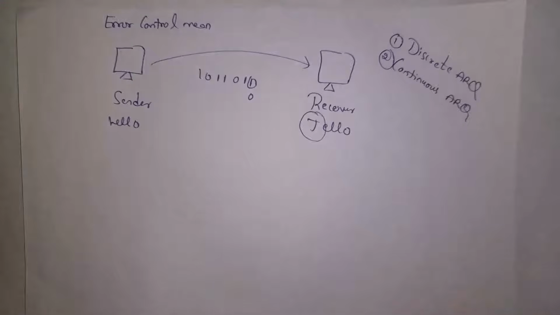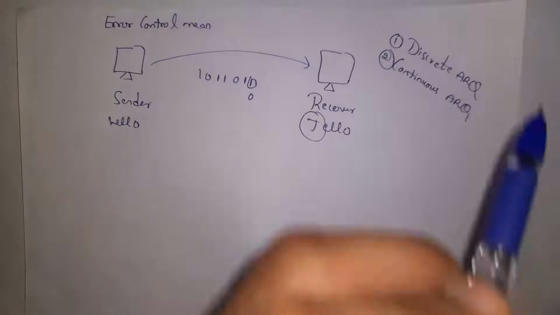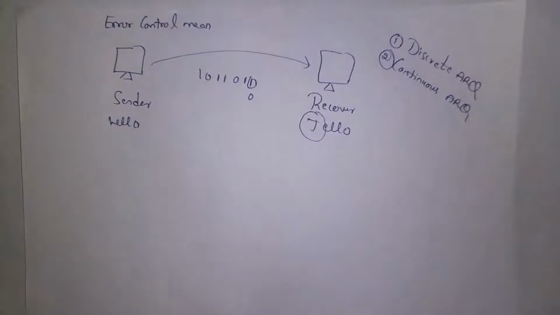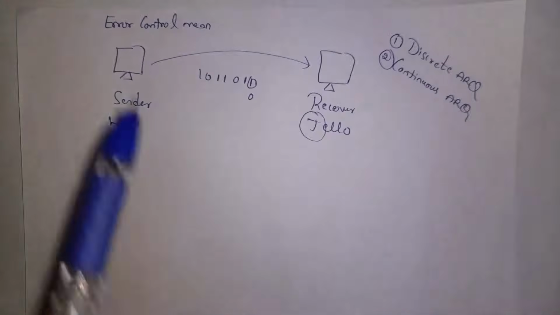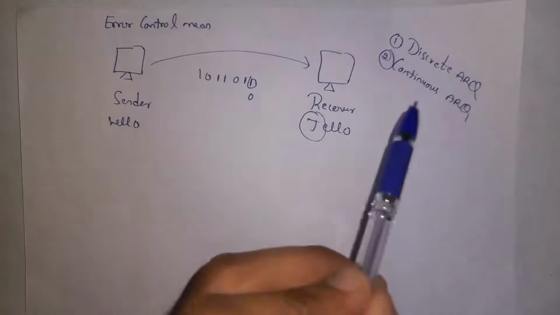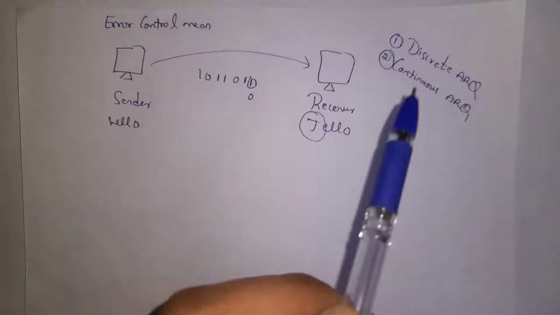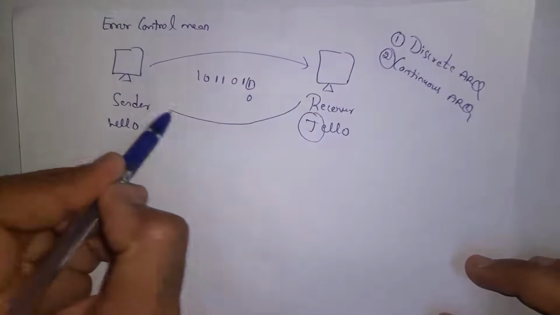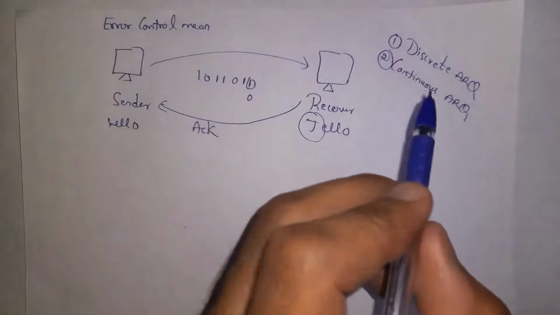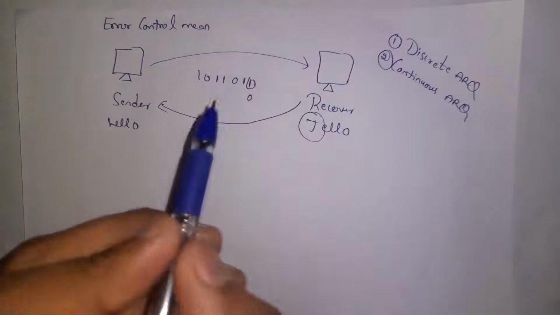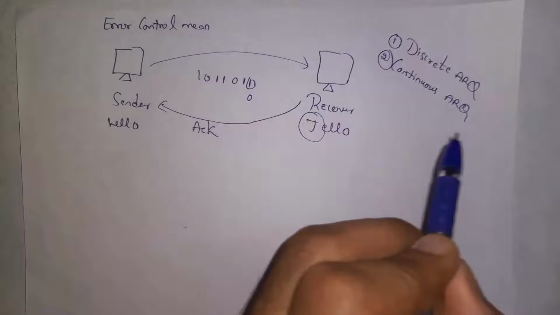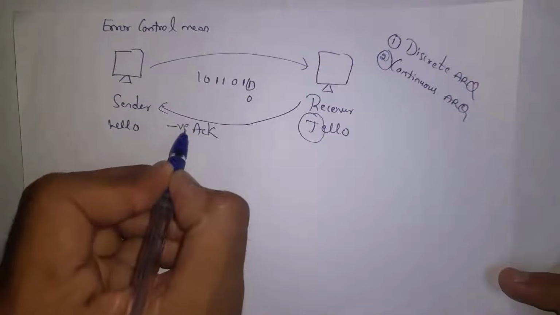ARQ methods are classified into two types. The first one is discrete ARQ and the second one is continuous ARQ. At first I will explain what is discrete ARQ. Whenever the sender sends data to the receiver, the receiver will give a reply whether the data is received correctly or not. We call this reply message an acknowledgement. If data is received correctly, then the receiver will give a positive ACK, and whenever the receiver receives an error in the data, then the receiver will give a negative acknowledgement to the sender.